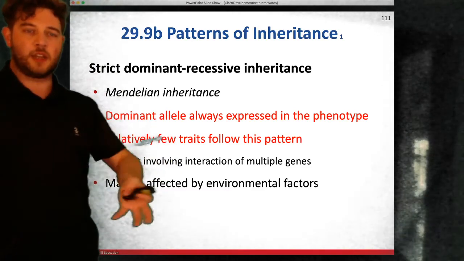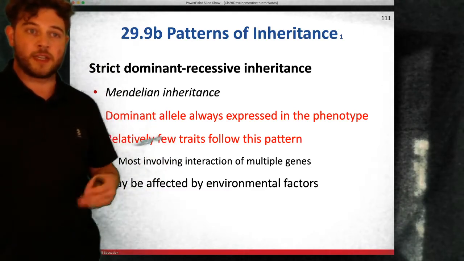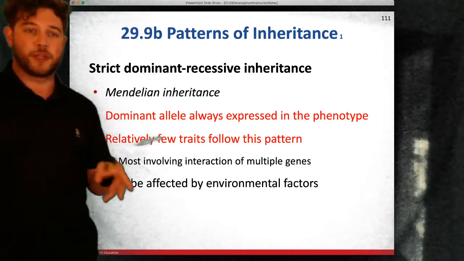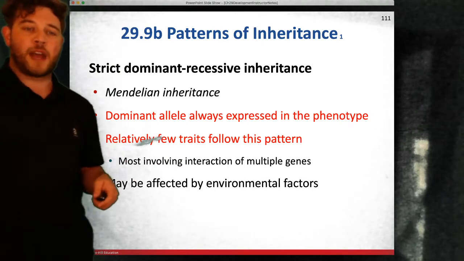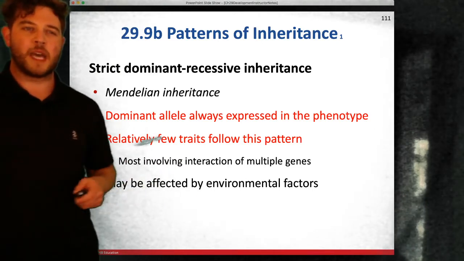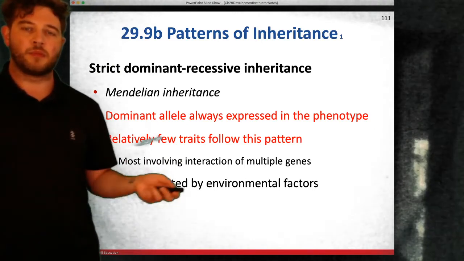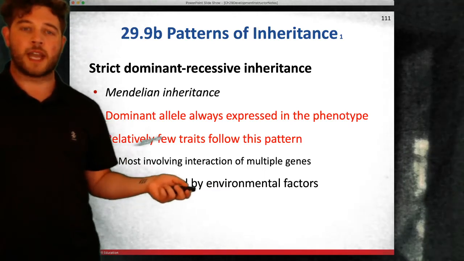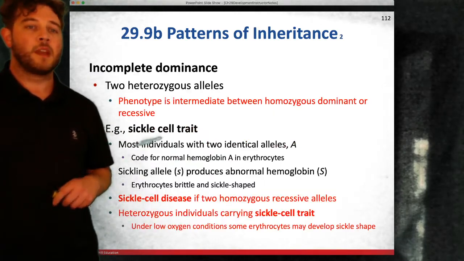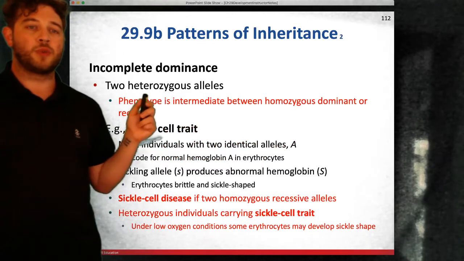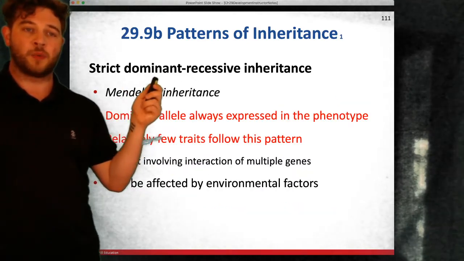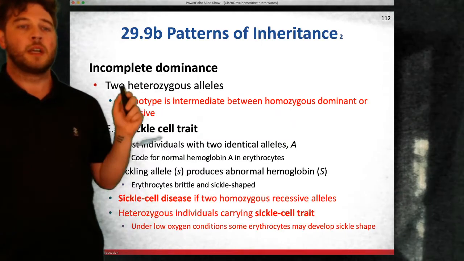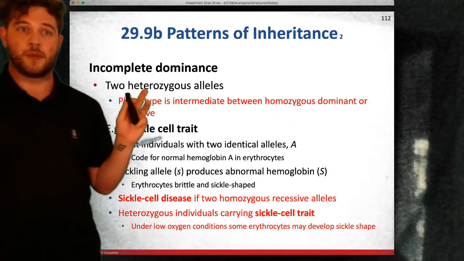Usually things that we think of as phenotypes or any kind of portions of our body are coded for by multiple genes. May be affected by environmental factors. Can't remember if we talked about epigenetics or not, but nurture does have an effect. So incomplete dominance, so this was strict dominance recessive. If it's dominant, it will show. If recessive, it will not show, unless it's homozygous recessive.